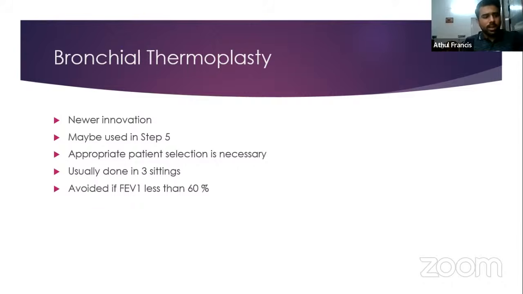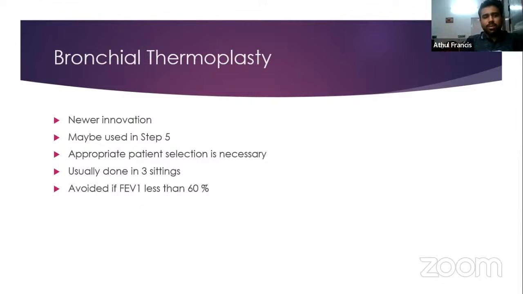It is costly. Not all centers do it. Basically, what happens is you give radiofrequency energy at around 60 degrees centigrade, and the thickened bronchi that are there because of bronchial hyperresponsiveness and smooth muscle hypertrophy, you just apply the energy and destroy it.